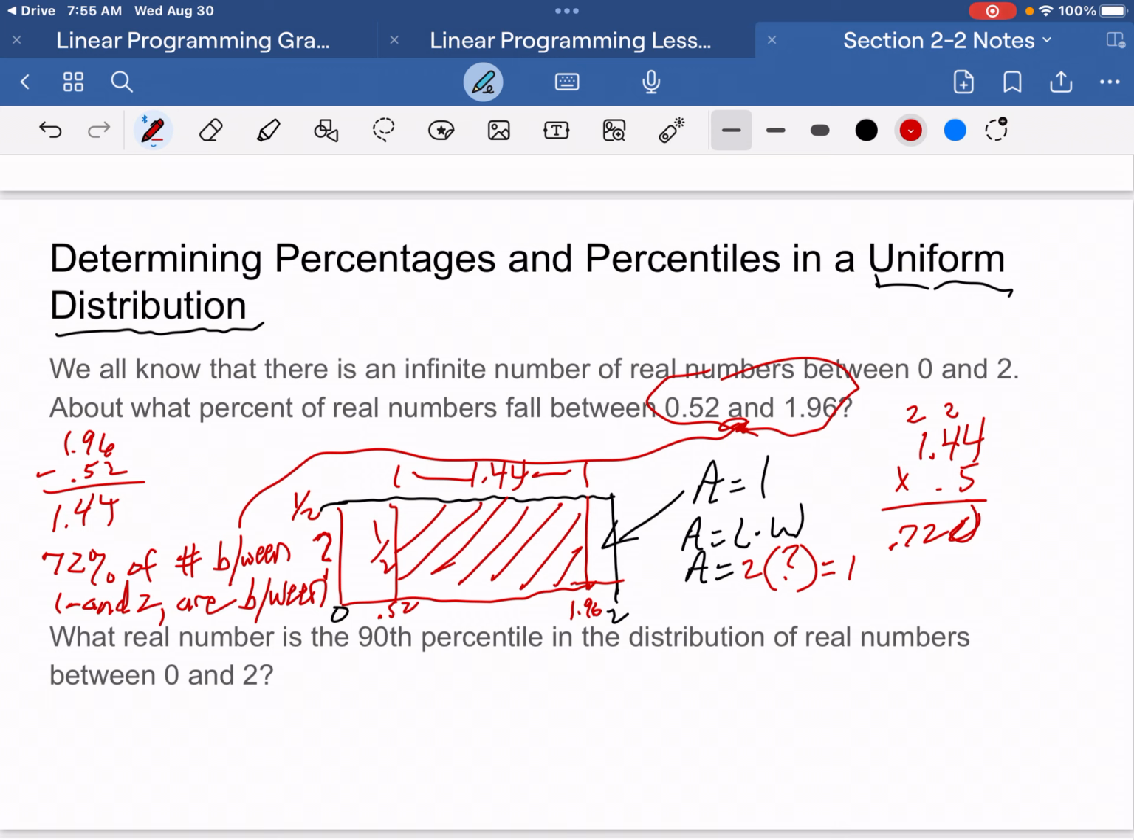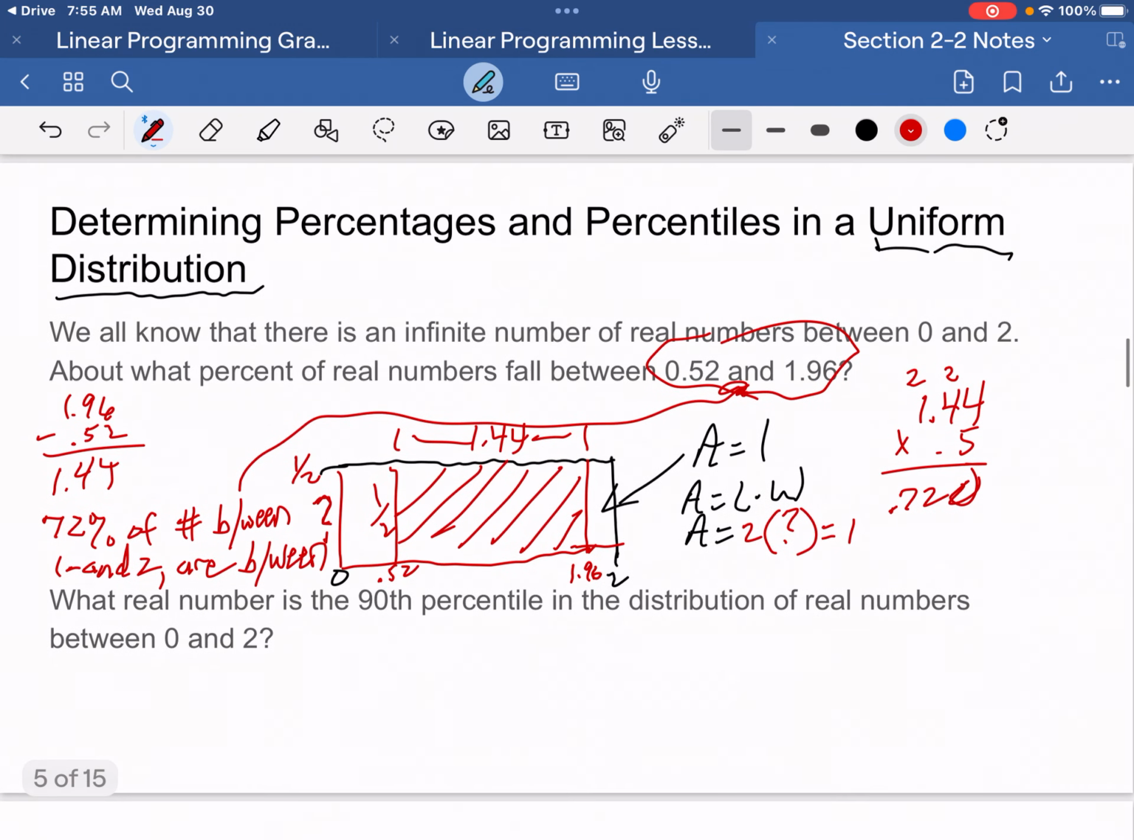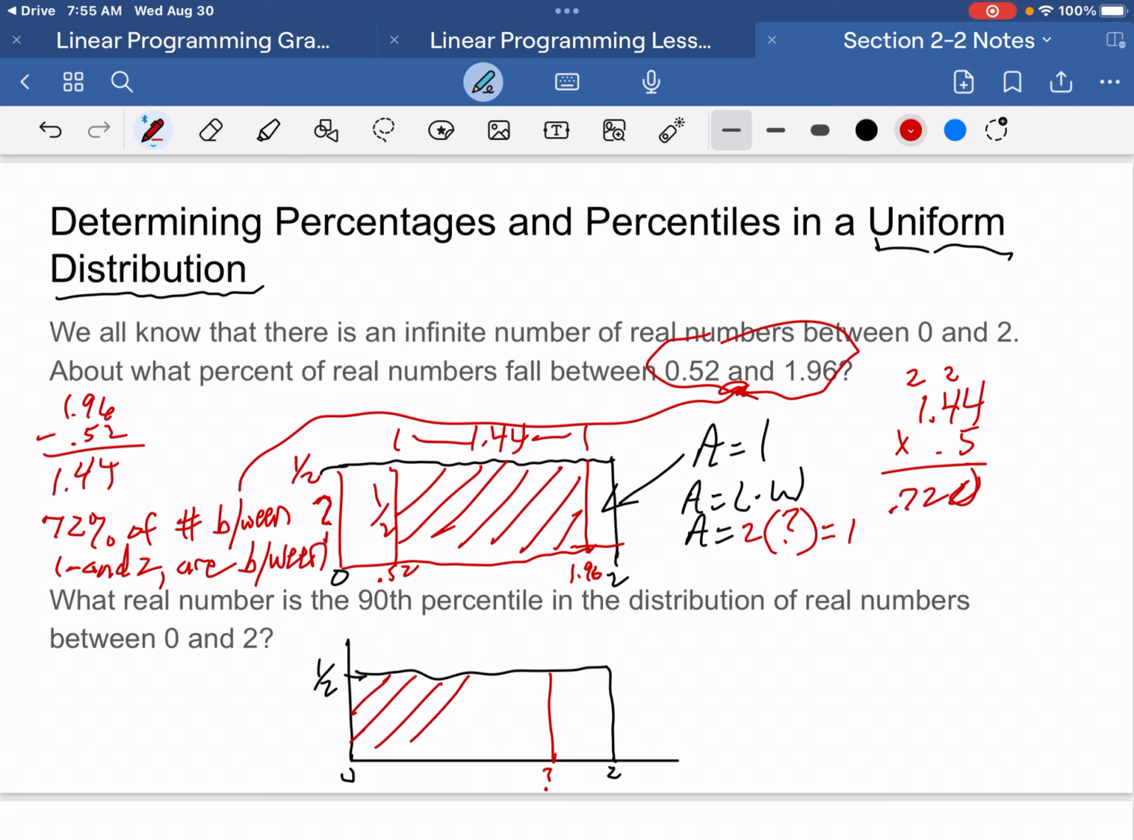All right, let's check this next question, and I think that's the last one for this slide. What real number is the 90th percentile in the distribution of real numbers between 0 and 2? So let's see, I'm going to draw the same picture with a height of 1/2 going from 0 to 2. Okay, if somebody says what number between 0 and 2 is the 90th percentile, what that means is what is the number such that the area of that rectangle between 0 and that number is 0.90.